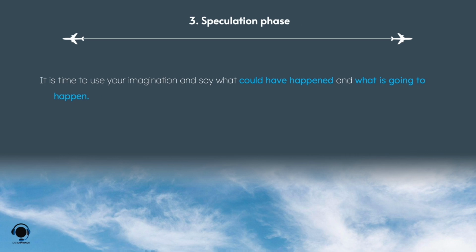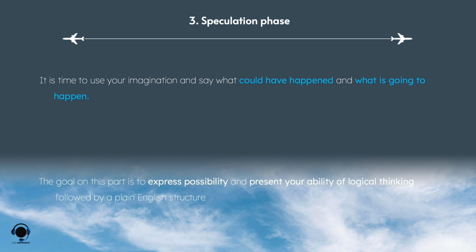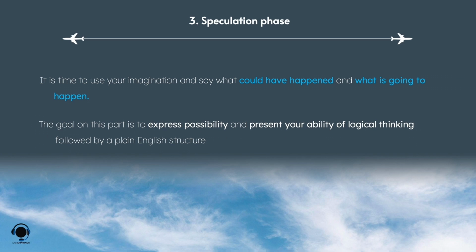A speculation phase. Now it is time to speculate. It is time to use your imagination and say what could have happened or what is going to happen. The goal in this part is to express possibility and present your ability of logical thinking, followed by a plain English structure. And remember, you're not being tested on your knowledge, so you can free associate at will.